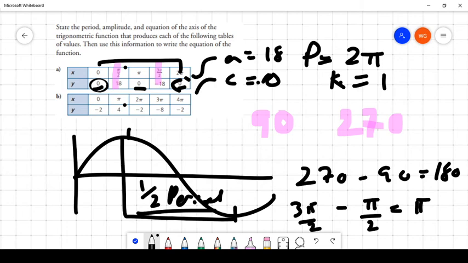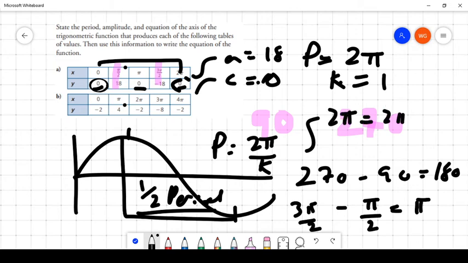Okay? And then what you got to remember, of course, is period equals 2 pi over k, and since the period is 2 pi, 2 pi equals 2 pi over k. If you isolate for k, you find that k equals 1. Okay, now that brings us to our last thing in this, which is phase shift.